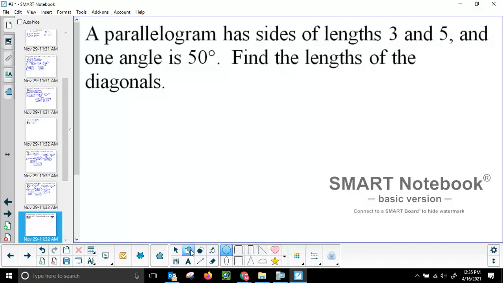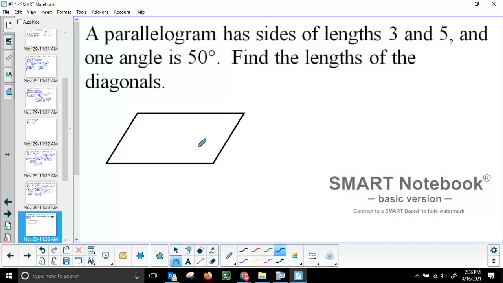Okay, let's see if I happen to have a parallelogram in here. Doesn't look like it. Oh, yep, we do. Sweet. Okay, so we make ourselves a nice parallelogram, and we know that we have lengths of 3 and 5, and one angle is 50 degrees. Obviously, this acute one.